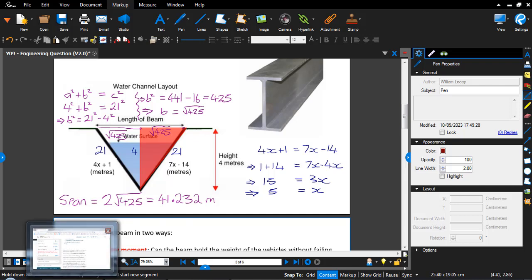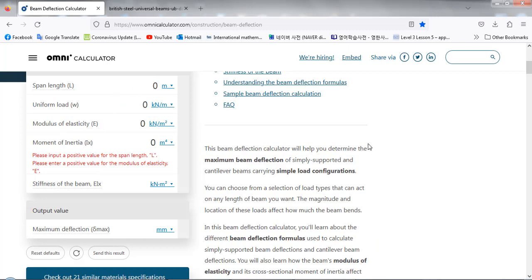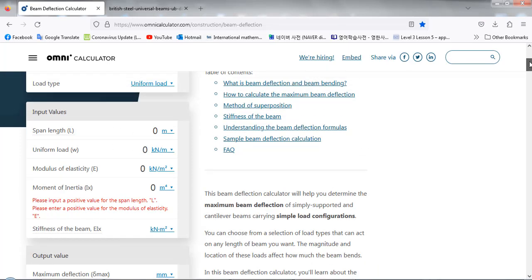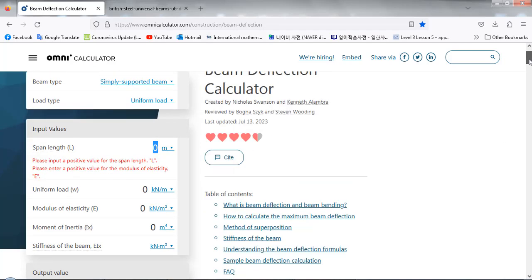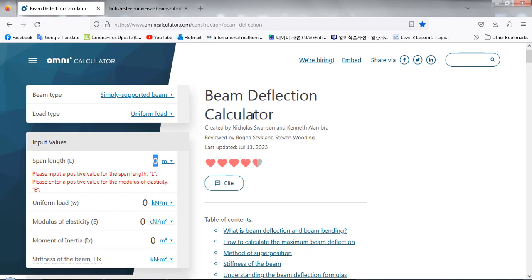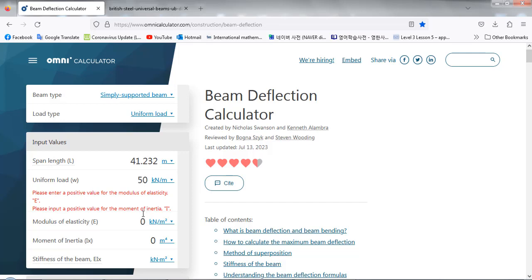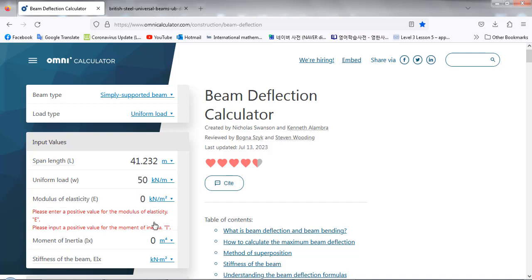There's a beam deflection calculator, Omni Calculator. If you put our values in, you can go with whatever setup you want. We have a simply supported beam with uniform load. Our span was 41.232. Uniform load was 50 kilonewtons per meter. Modulus of elasticity, I think it's 210, isn't it? 210,123 million.